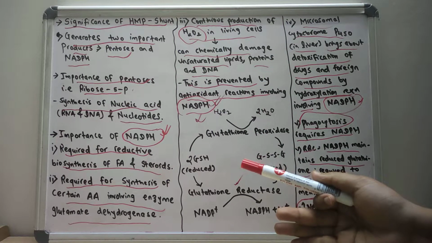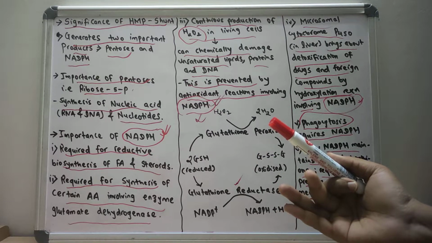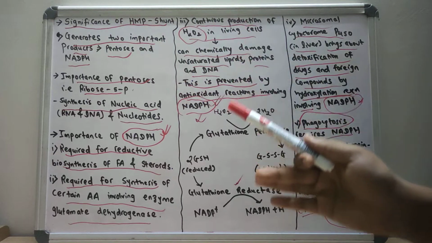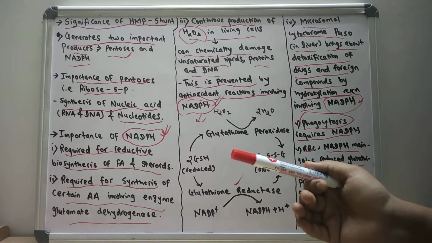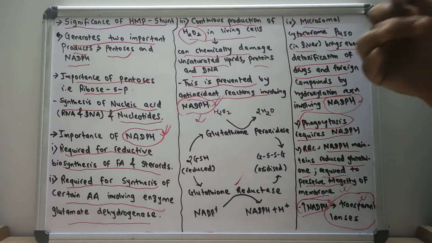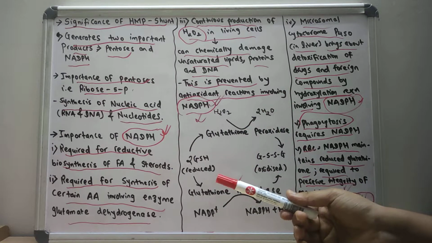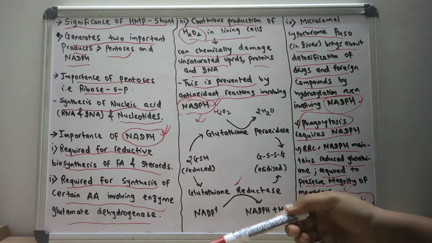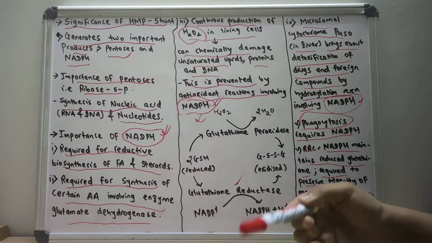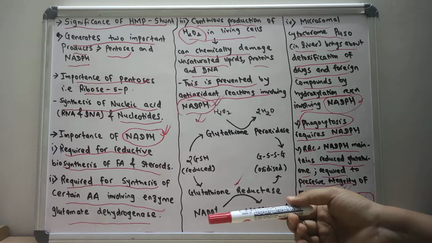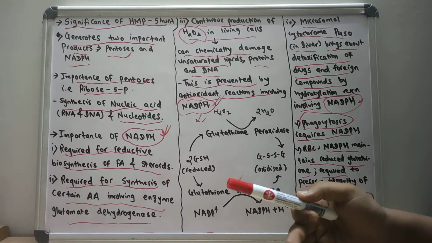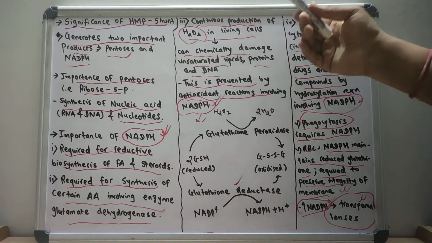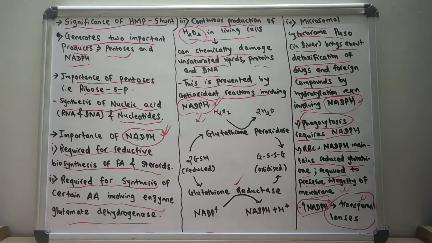So the HMP shunt mainly generates two main products: pentoses and NADPH. The pentose ribose participates in the synthesis of nucleic acids and nucleotides. The NADPH, however, has various functions: biosynthesis of fatty acids and steroids, and synthesis of certain amino acids involving the enzyme glutamate dehydrogenase. The NADPH also helps in the antioxidant reaction to reduce the chemical damage of hydrogen peroxide, and it also helps in the hydroxylation reaction.